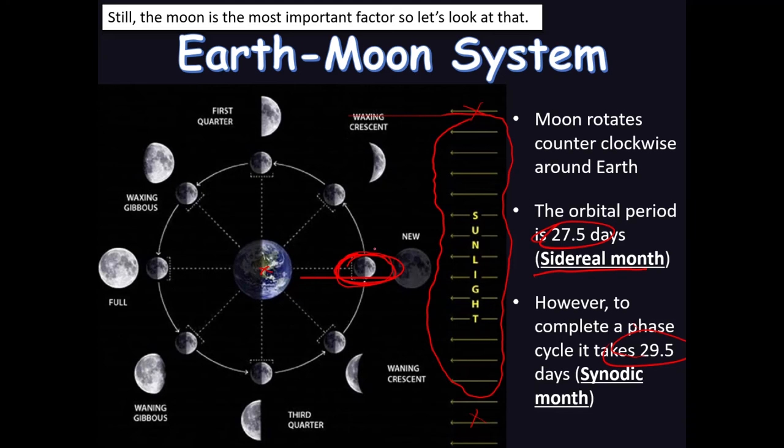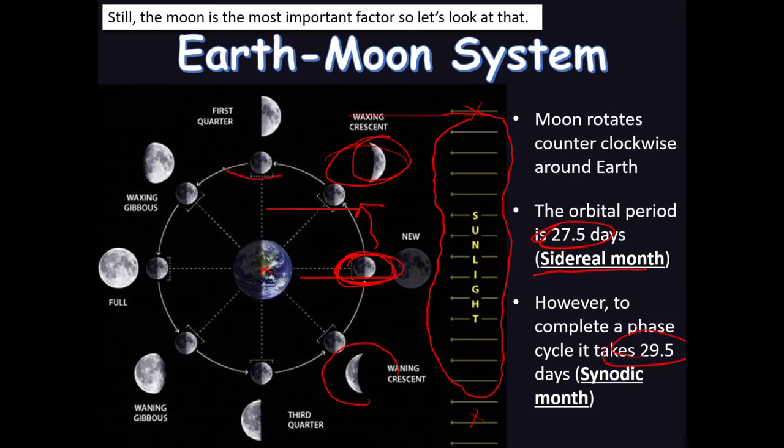Now, from there, the moon rotates counterclockwise around the Earth. If you're looking down on the Earth's north pole, it goes counterclockwise. So what you would start to see is a very thin crescent moon that would rise very early in the morning. And we call that a waxing crescent, okay? And you'll notice that the right side of the moon is illuminated here. So the way to tell the difference between a waxing crescent and a waning crescent is that the left side of the moon is illuminated in a waning crescent. The right side of the moon is illuminated during a waxing crescent.